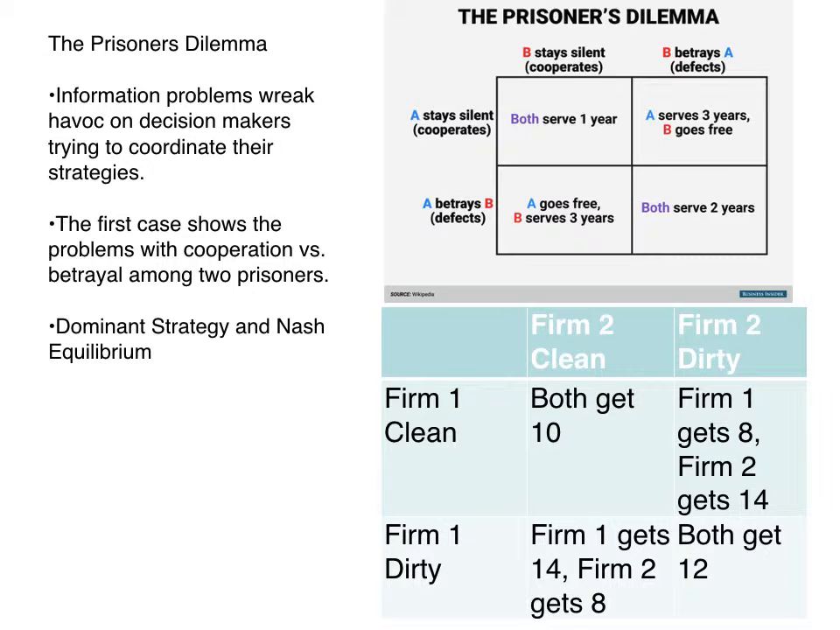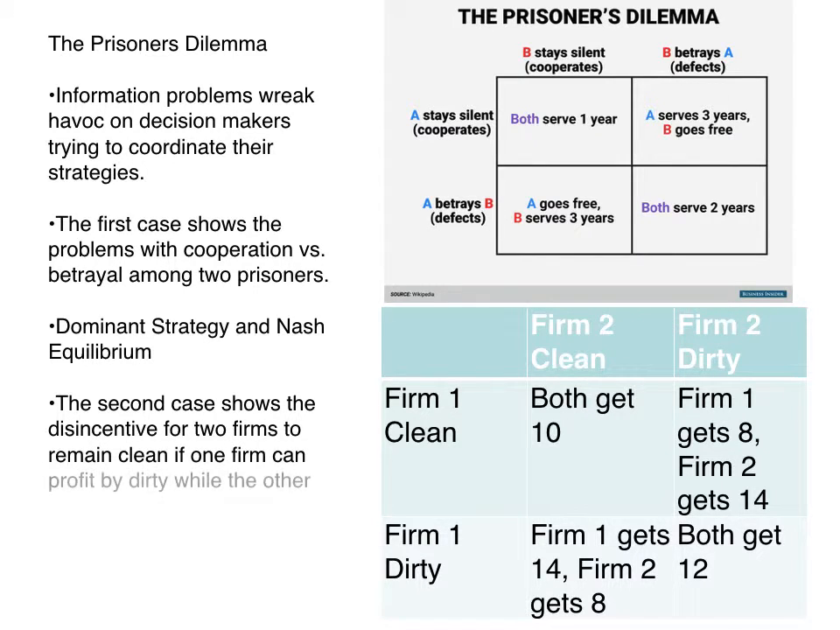Now, one can look at the prisoner's dilemma with regard to the possibility of pollution. The second case, and this is from your book. Let's say we have two firms, and the firms have an option of being either clean in their production or dirty in their production. I guess dirty would be pollution.